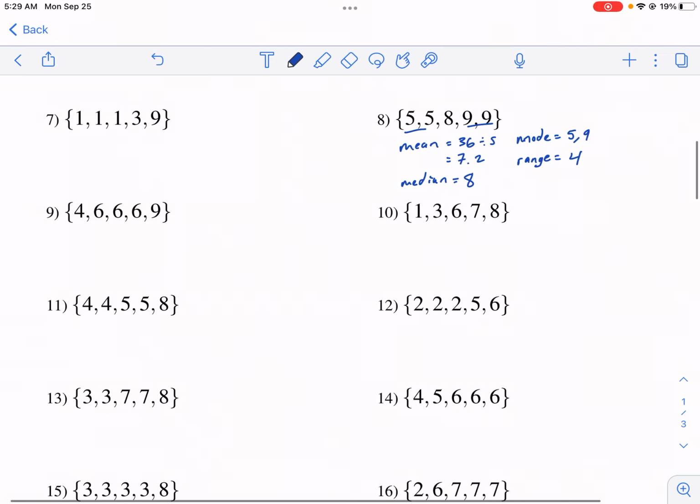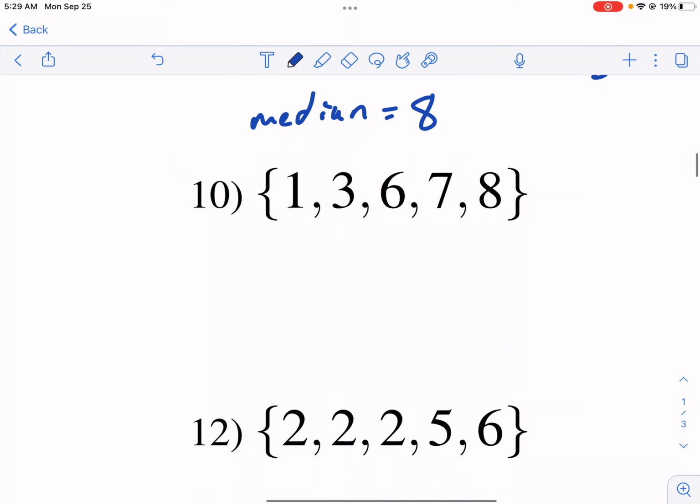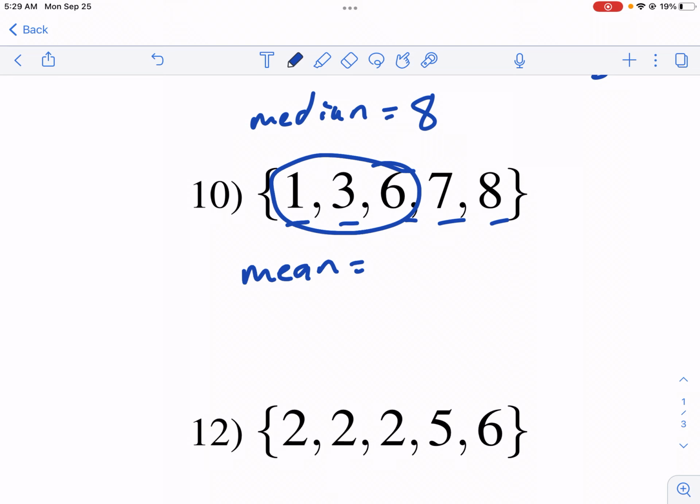Let's do one more. So we have number 10. Number 10 is another one that has kind of an interesting set of data. We have 5 numbers here, and we're going to go ahead and start with our mean. So our mean is going to be, that's 1 plus 3 is 4, plus 6 is 10, plus 15. That gives me 25 as our sum. We're going to divide that by 5 because there's 5 data points. We get 5 for our mean. So a pretty simple one there.